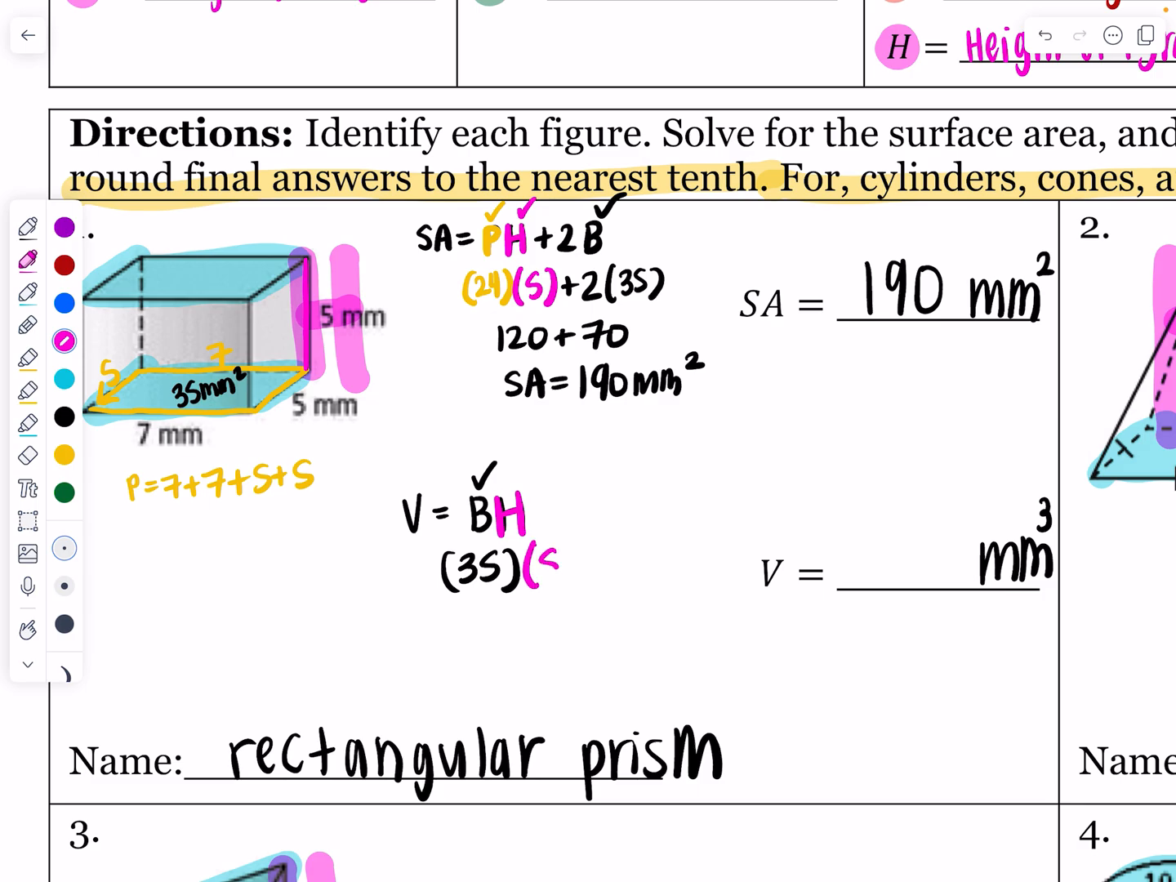So we've already found both of the things we need to find the volume of the shape. So what is 35 times 5? That is going to give me 175. So that's going to be millimeters cubed. So I'm just going to put that in this blank right here. 175 millimeters cubed. And I do have my units there.